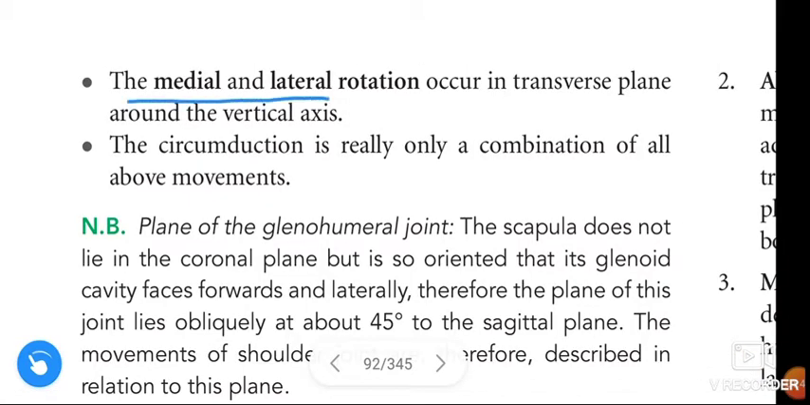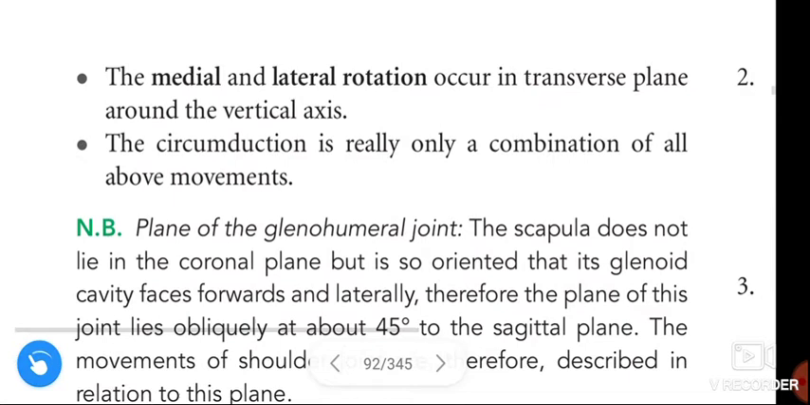The medial and lateral rotation occur in the transverse plane around the vertical axis. Circumduction is really only a combination of all the movements.